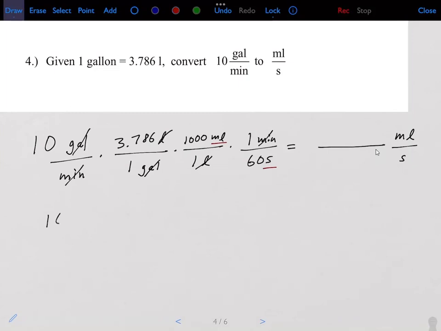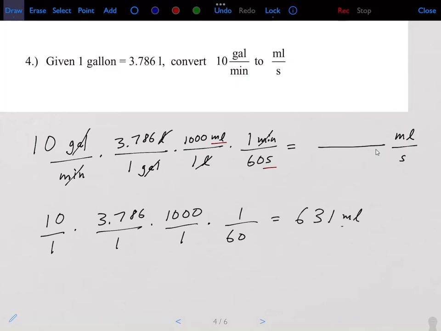So if I work this out, this is 10 over 1 times 3.786 over 1 times 1,000 over 1 times 1 over 60. So it'll be something over 60, whatever that is, work it out, and you're going to find it's around 631 milliliters per second. Again, if I'm being careful, if I want just two sig figs, I'd have to write this as 630 milliliters per second. So this is like 630 milliliters per second.